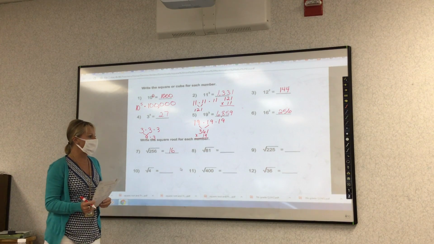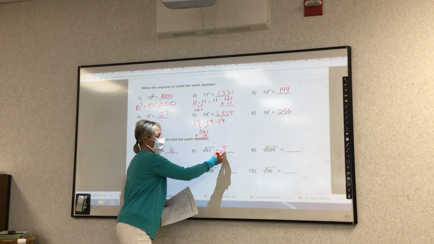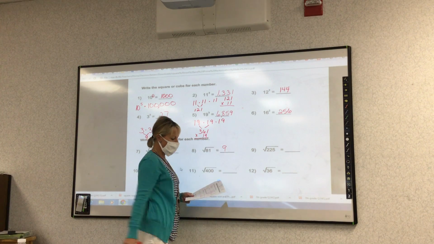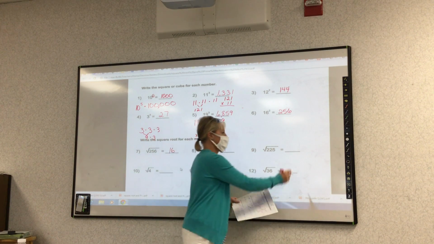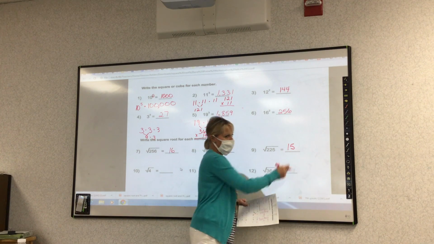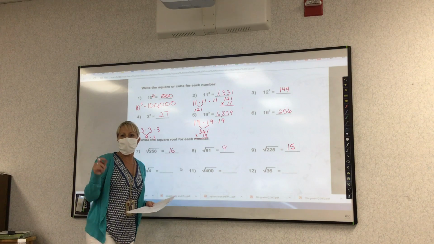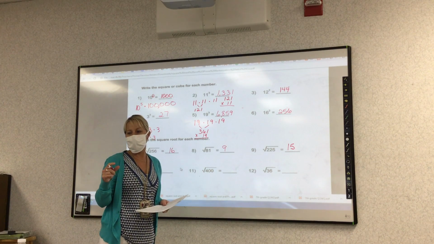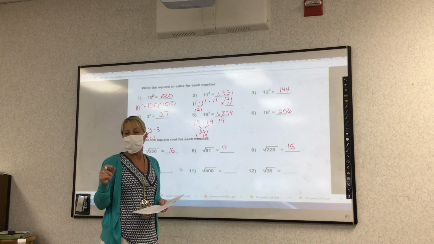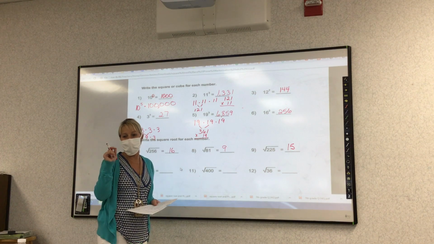Square root of 81 is 9. Another one you should have memorized. The square root of 225 is 15. Again, another one you need to have memorized. You can memorize and practice perfect square roots by going to my website and going to Fact Practice.